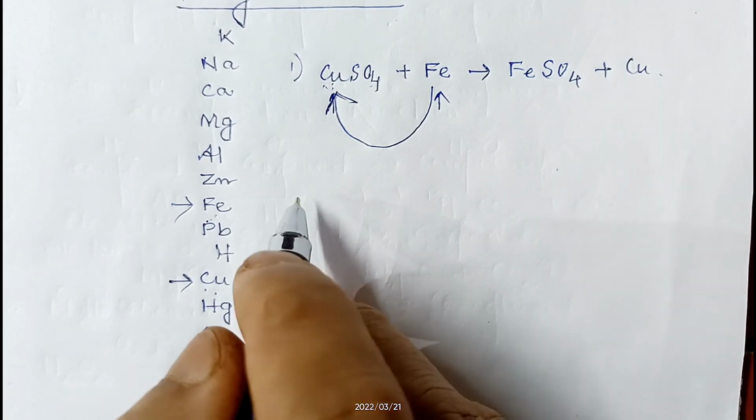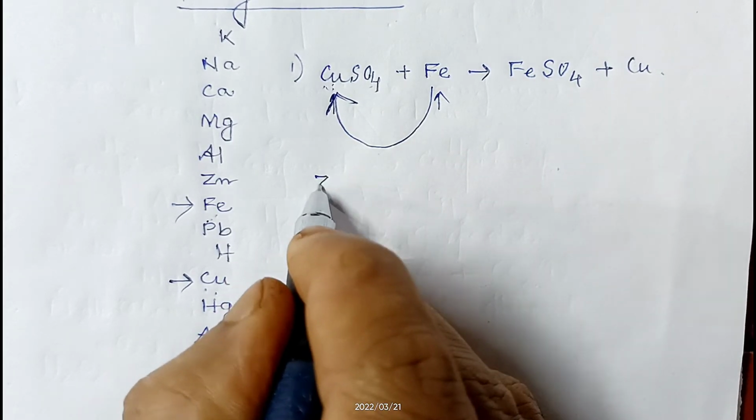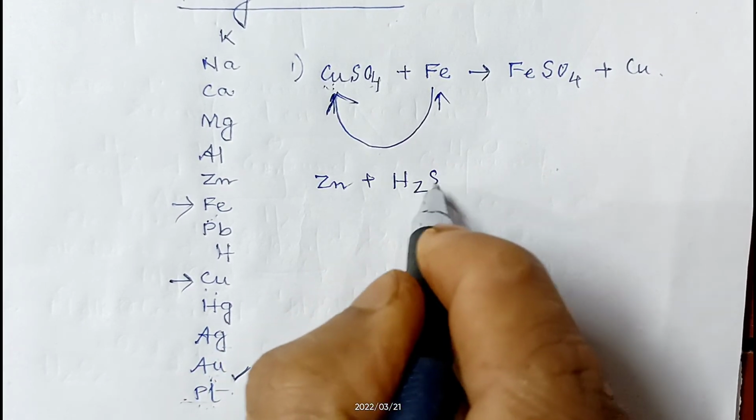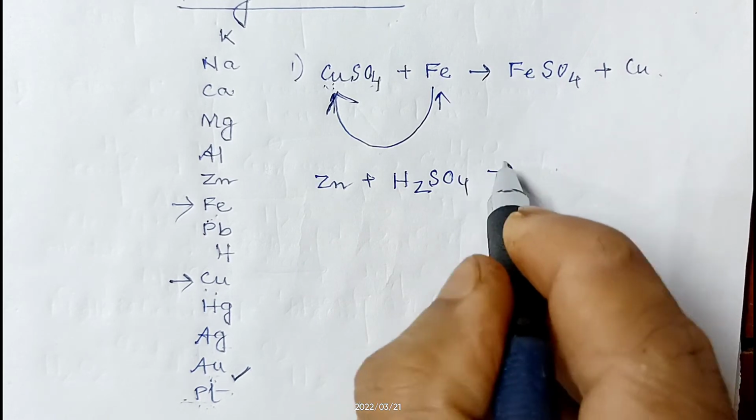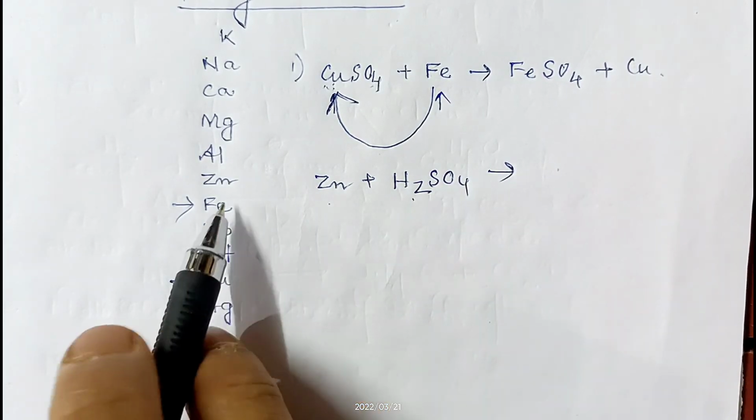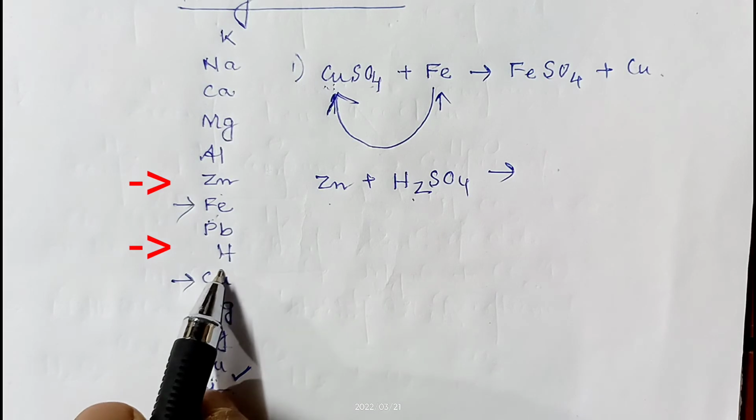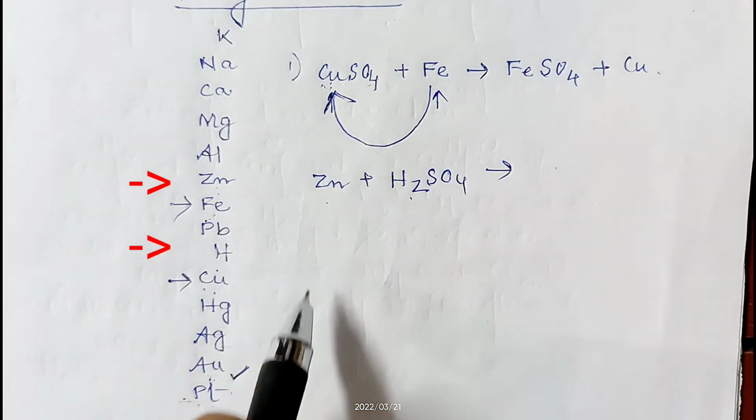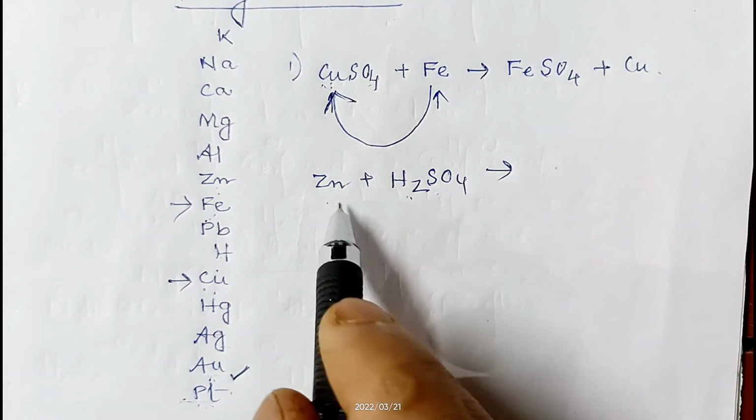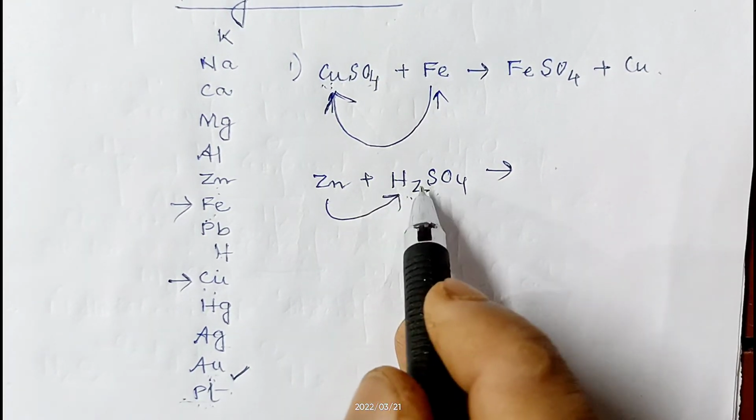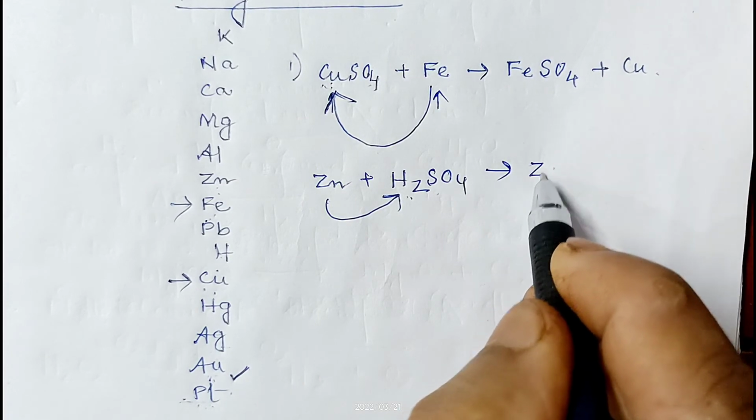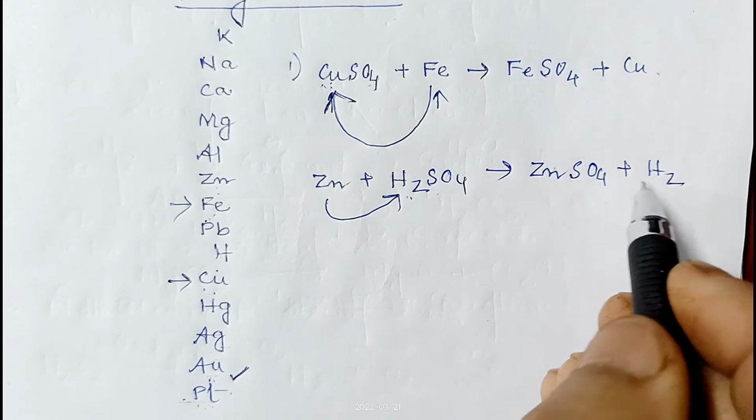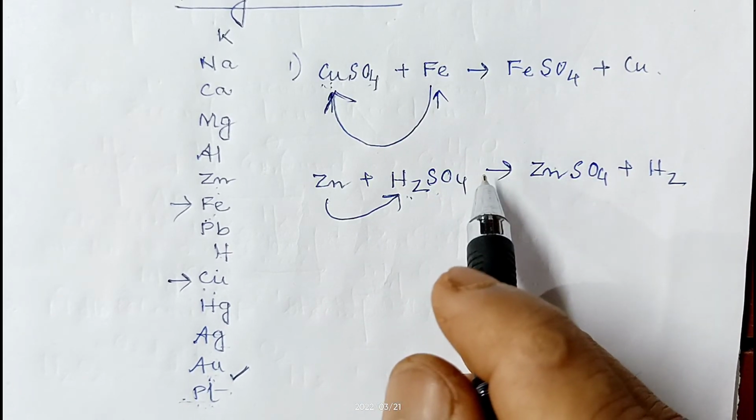Similarly, if you take another reaction, suppose zinc plus sulfuric acid, H2SO4. Now out of zinc and hydrogen, just see the position of zinc is this one and hydrogen is this one. So zinc is more reactive as compared to hydrogen. So zinc is going to displace hydrogen from its solution. So this hydrogen will be displaced. So we are going to get zinc sulfate plus hydrogen gas. Clear? So these two are examples of displacement reaction.